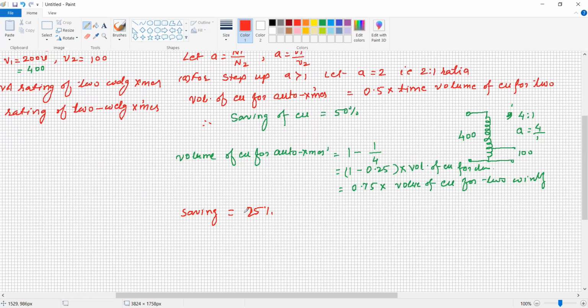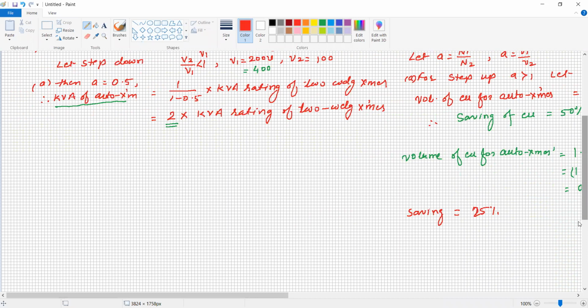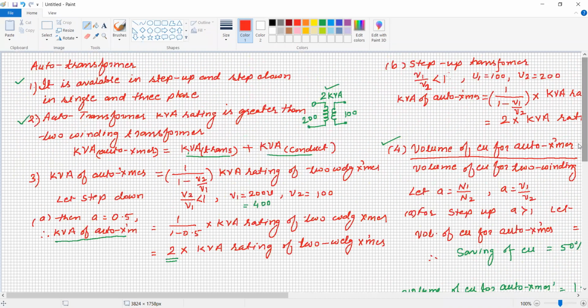First advantage is that it is available in step up and step down, in three phase as well as single phase. Second, the KVA rating of an auto transformer is greater than the KVA rating of a two winding transformer, because the KVA is equal to the KVA due to transformer action plus the KVA conducted. Now the KVA of an auto transformer is equal to this ratio and this formula, and therefore we can calculate the KVA rating of the transformer as compared to the KVA rating of a two winding transformer.